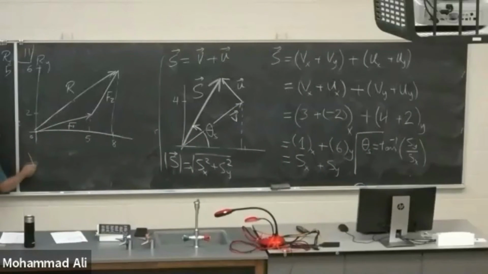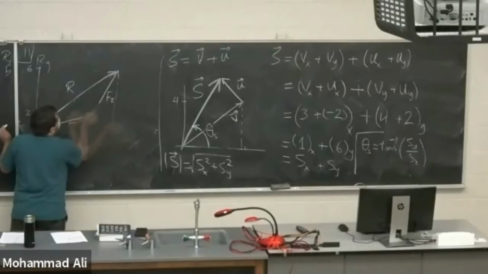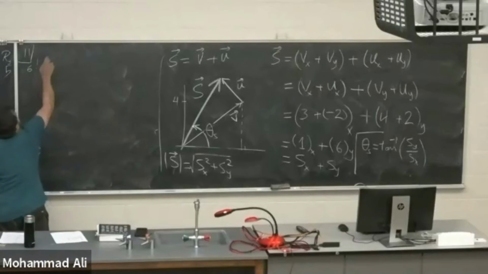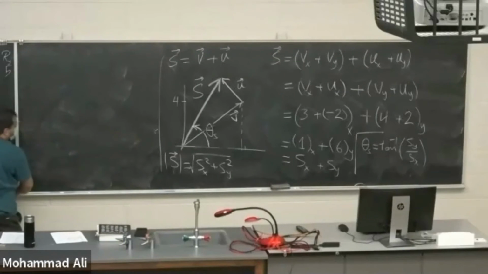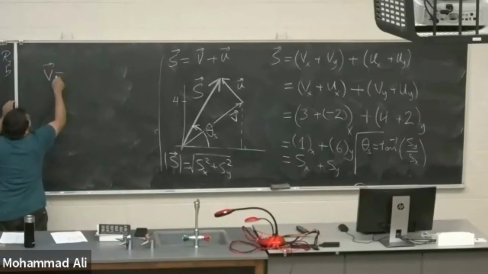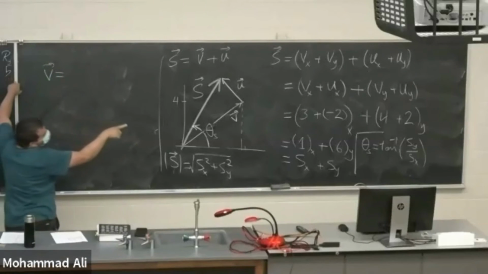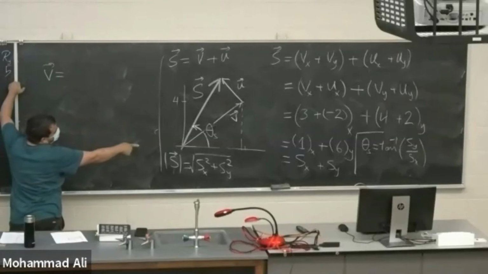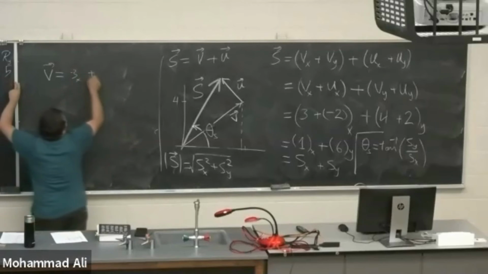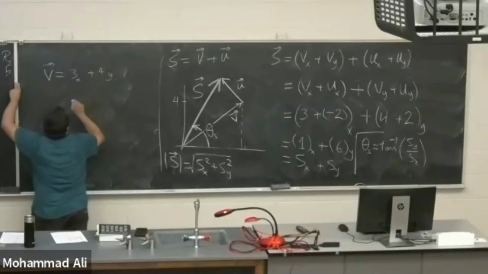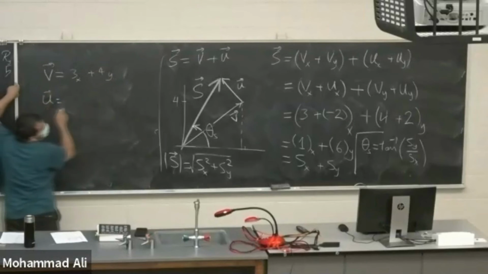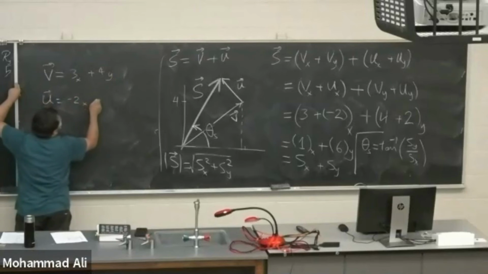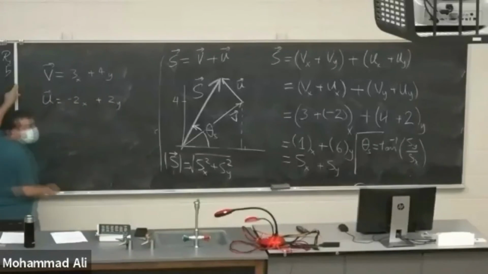For example, we have V. This is V. As you remember, it is 3 in x plus 4 in y. U, what is U? It is minus 2 in x plus 2 in y, right?